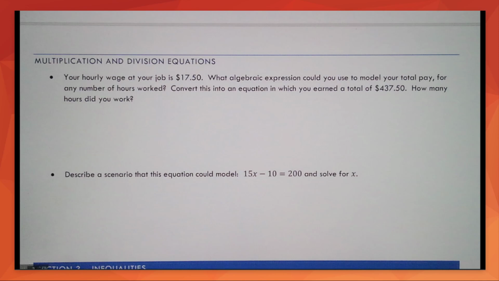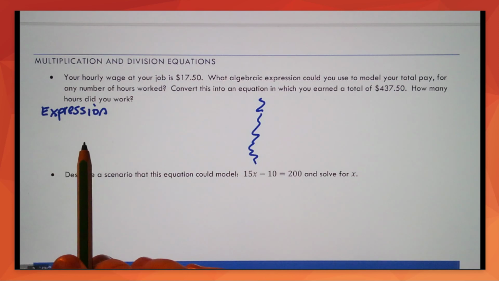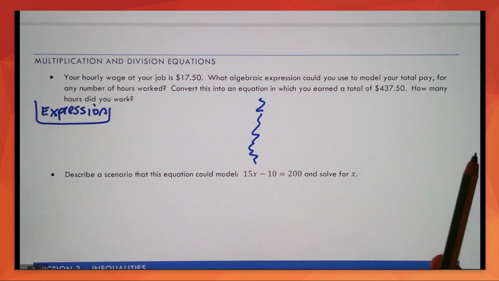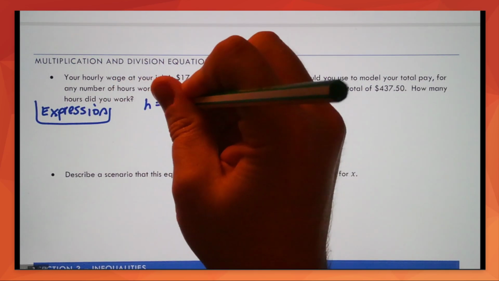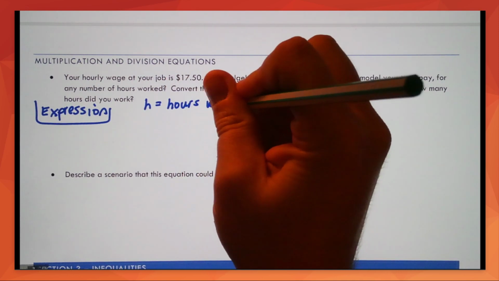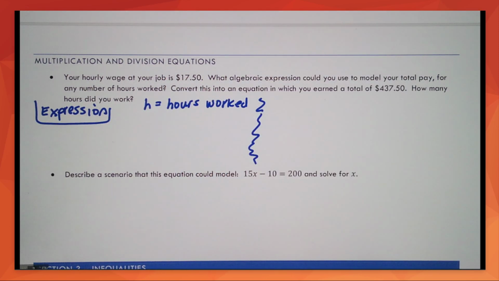Okay, so let's talk about the expression part first. We can draw a little squiggly line here, and we'll do the expression over here on the first side. Okay, here's my expression side, all right? So we make $17.50 an hour. So let's use the letter H to represent the hours worked. And that's our variable.